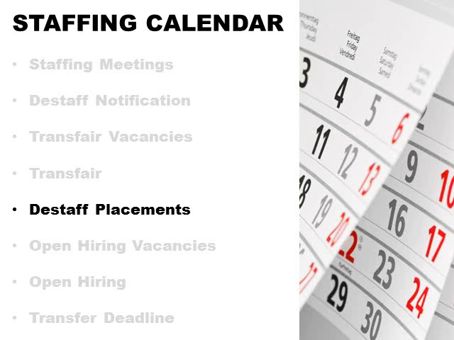D-staff placements happen after transfer. After the transfer window has closed, any teacher that was D-staffed that's on a continuing contract needs to be found a placement. So Human Resources is responsible for ensuring that all teachers on continuing contracts have a placement for the following year. If it hasn't happened during transfer, they will actually sit down and look at the list of all the vacancies that remain and look at all the teachers that have not yet found a placement and start piecing things together until every teacher has a placement.